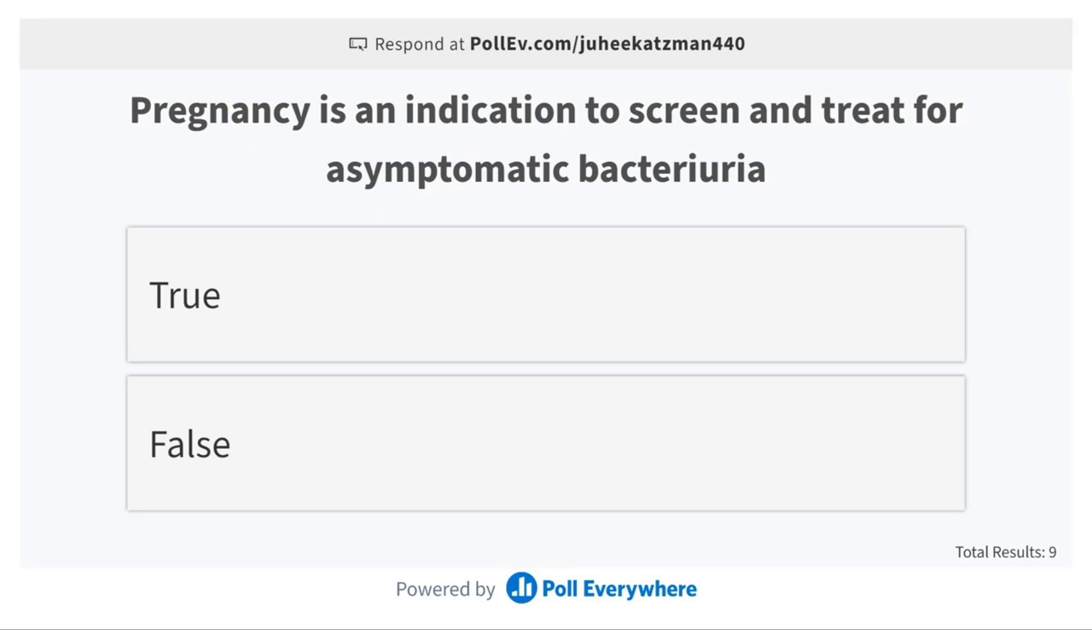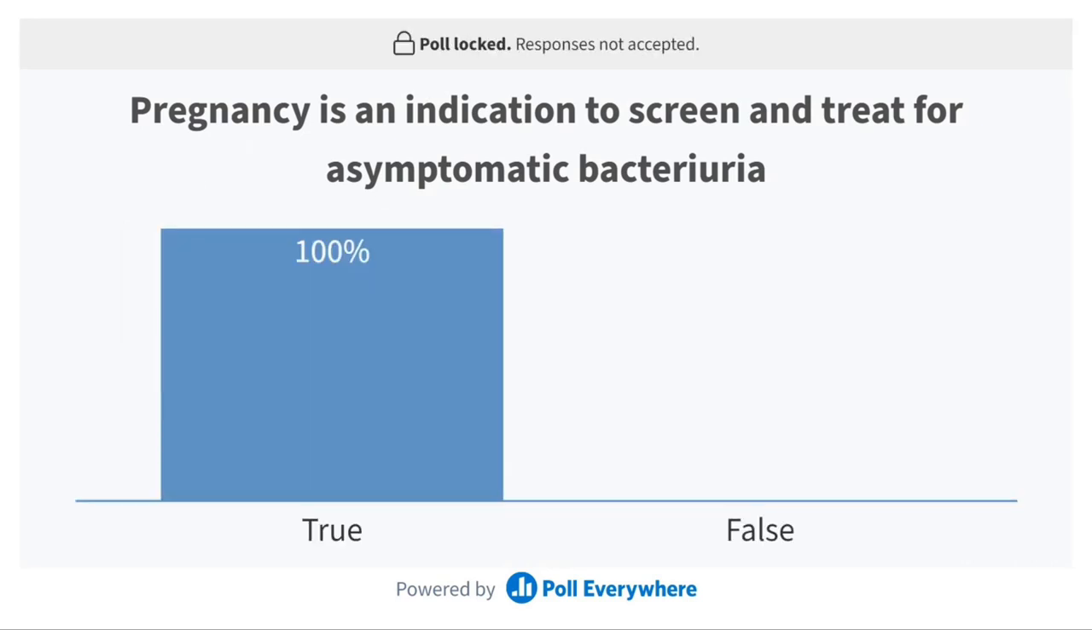All right, and the answer is true. Yay, love to see this. Okay, what is the other indication to screen and treat for asymptomatic bacteriuria? Hi, Dr. Katzman. I think it's if a patient is going for an invasive urologic procedure. Yes, thank you. And was that Anna? Yes, thank you, Anna. Yes, invasive urologic procedure that involves mucosal bleeding, right? So those are the only two hard indications where you would actually treat for asymptomatic bacteriuria. Thank you. Okay, the correct answer is true.